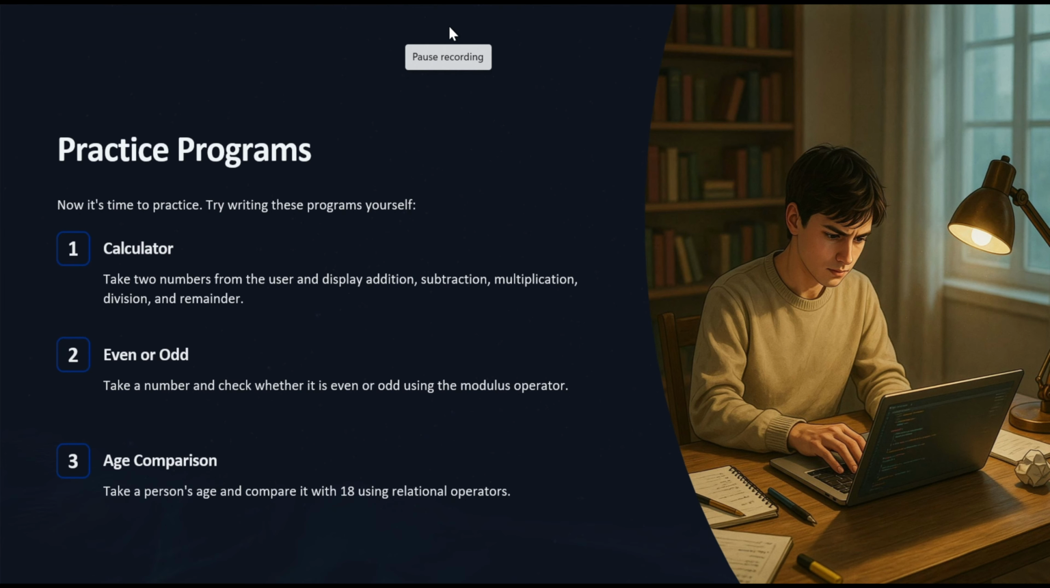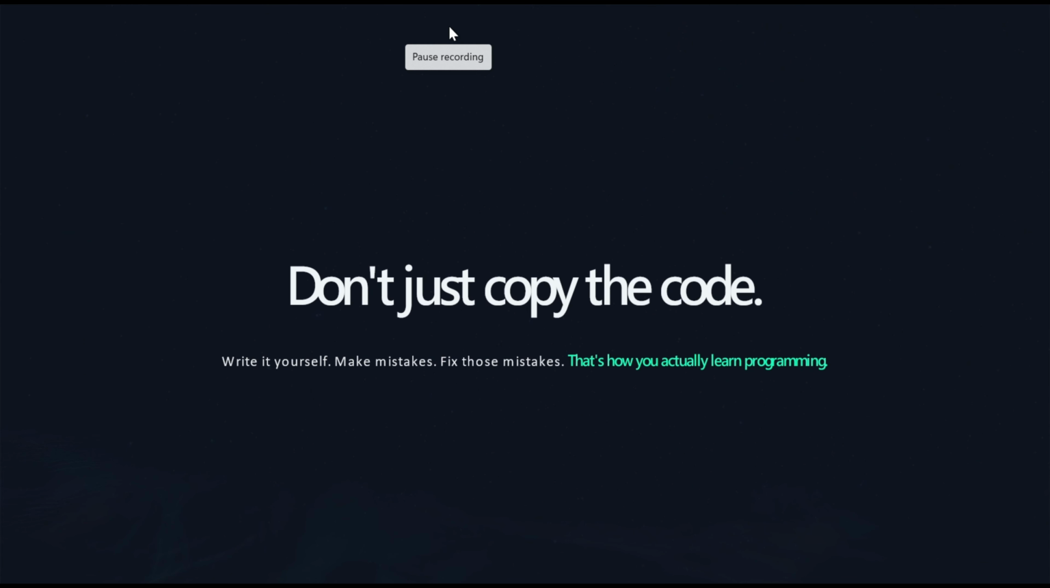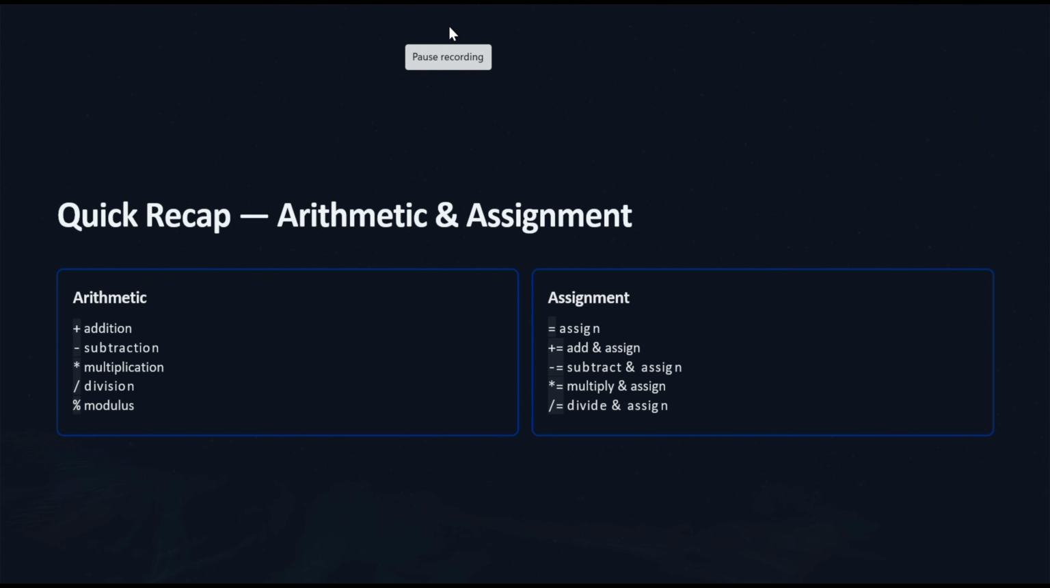Practice programs. Now it's time to practice. Try writing these programs yourself. Calculator: take two numbers from the user and display addition, subtraction, multiplication, division, and remainder. Even or odd: take a number and check whether it is even or odd using the modulus operator. Age comparison: take a person's age and compare it with 18 using relational operators. Don't just copy the code, write it yourself. Make mistakes. Fix those mistakes. That's how you actually learn programming.